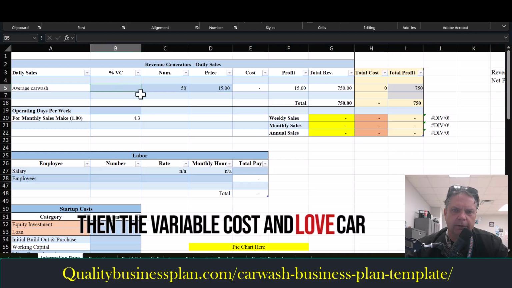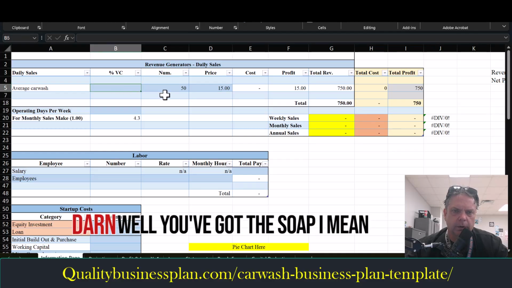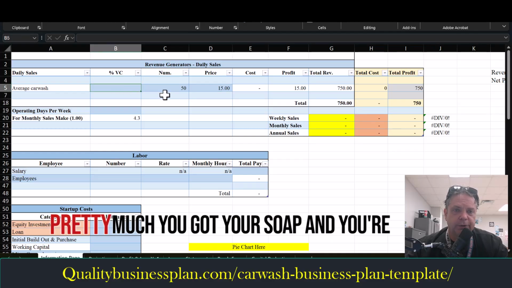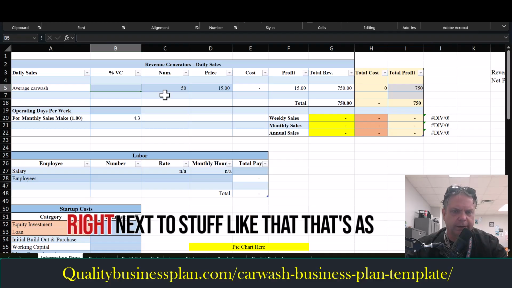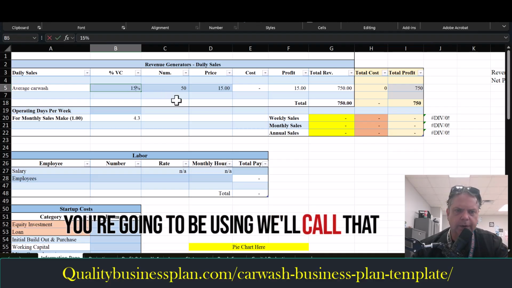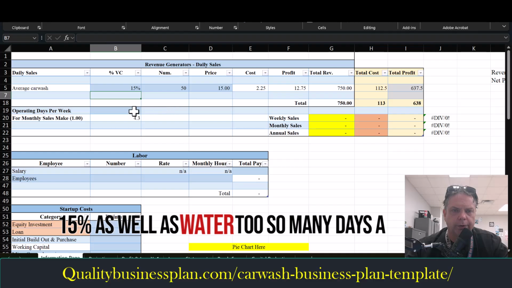And then the variable costs. I love car washes because the variable costs are so darn low. Pretty much you've got your soap and your Rain-X and stuff like that you're going to be using. We'll call that 15%, as well as water too.